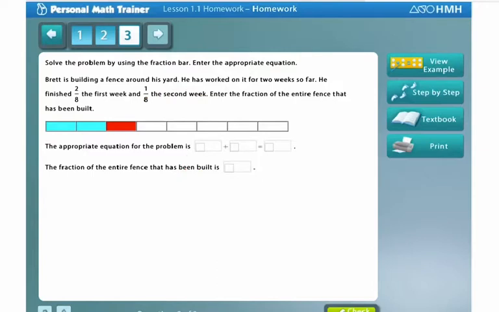Also, since this is our first lesson, really important that you click on View Example and also Step by Step. Step by Step is the best. You can also click on Textbook, and it will bring you to the textbook pages that talk about this type of problem. And also give you some vocabulary work. So anytime you're stuck on a homework assignment, I always click on Step by Step first, and then if I still don't understand it, I click on View Example.